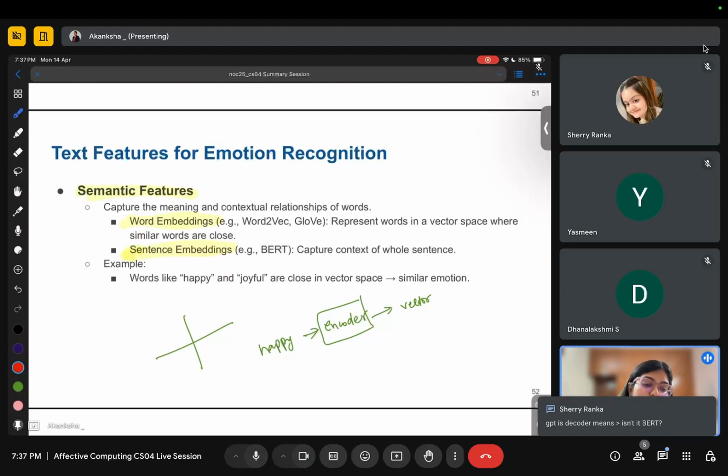Actually two components are there, Sherry. Two components are there whenever we talk about the transformer architecture, especially the original paper, "Attention Is All You Need." If you go to that paper and read about transformers in more detail, there are two components. First is called the encoder, second is the decoder. The encoder part, just to understand, is equivalent to BERT.